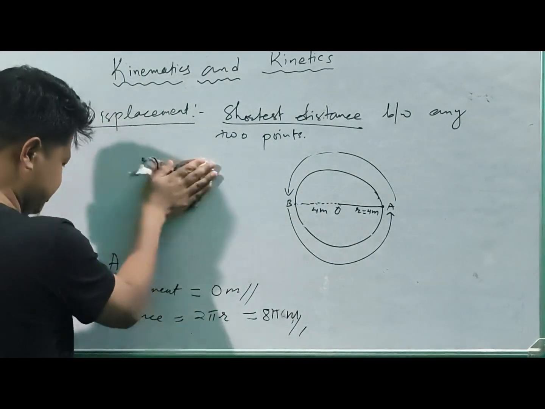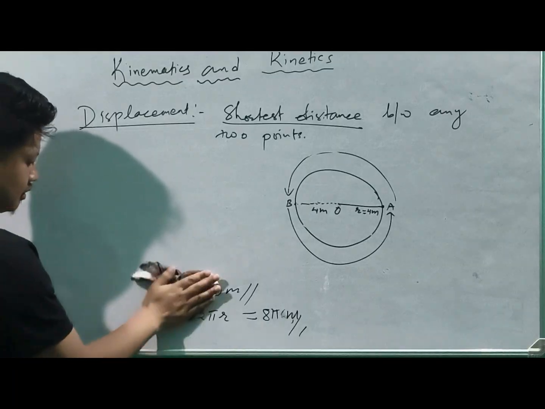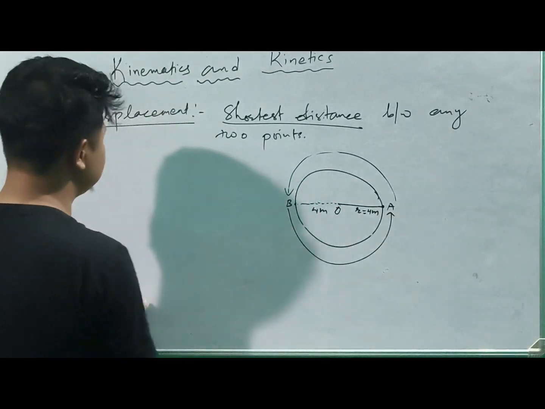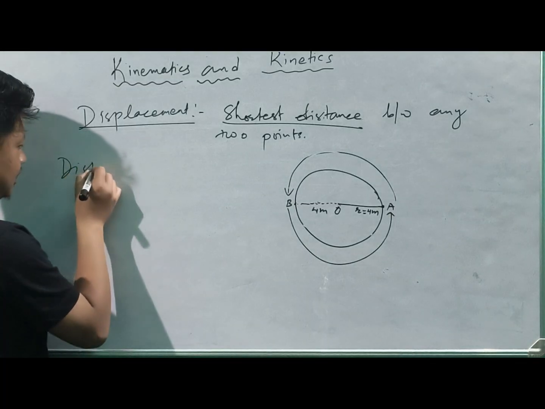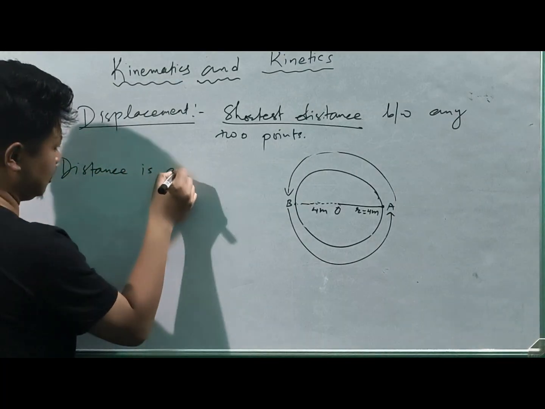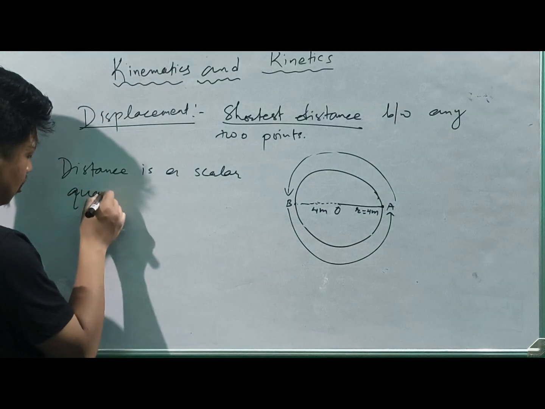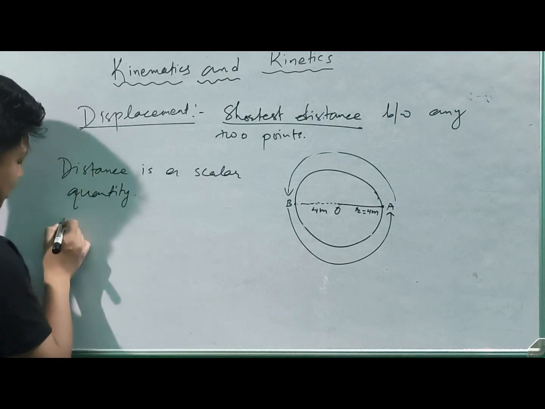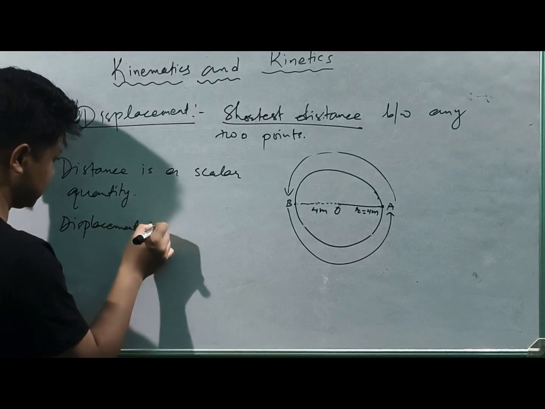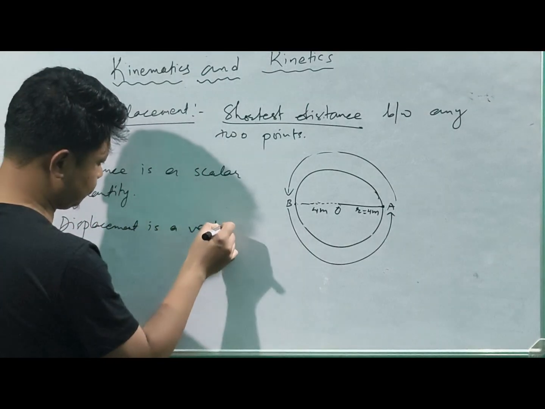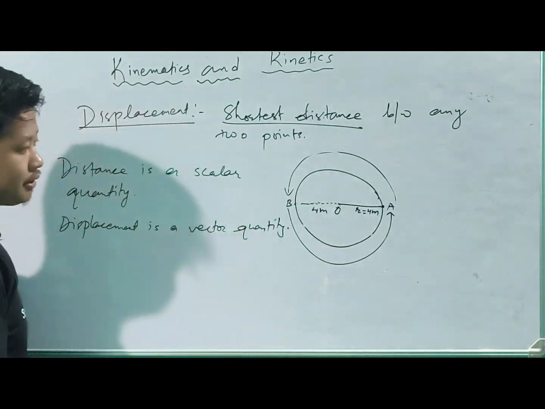So from these things, we came to one conclusion. And what is that conclusion? The conclusion is: distance is a scalar quantity, and displacement is a vector quantity. Okay, why is it a vector quantity?